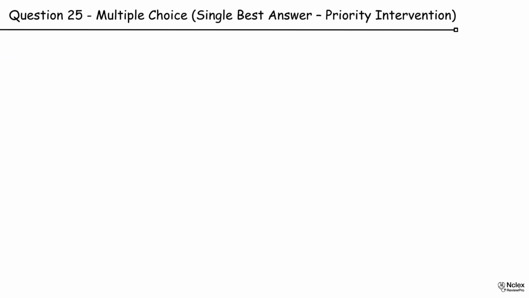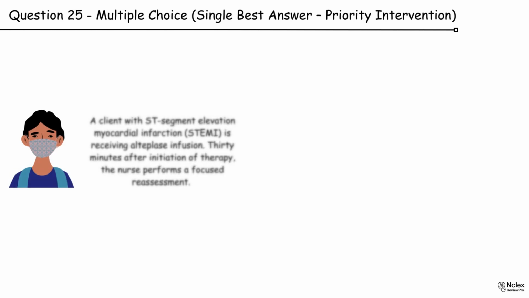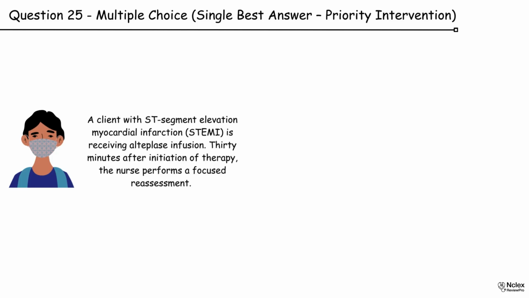Question 25. This is a multiple-choice question focused on priority monitoring during alteplase therapy. A client with ST segment elevation myocardial infarction is receiving an alteplase infusion. 30 minutes after initiation of therapy, the nurse performs a focused reassessment. Which nursing intervention is the highest priority during alteplase administration?